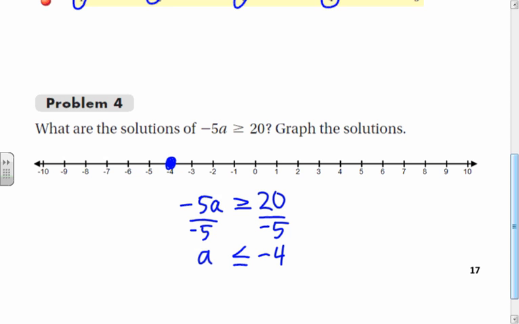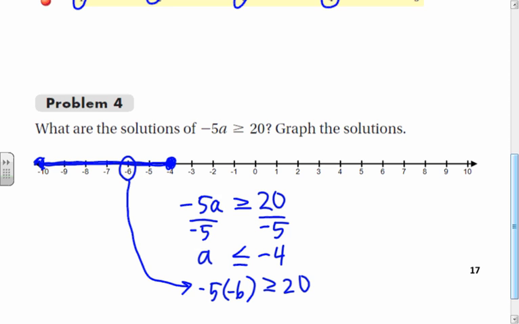So I'm going to put a closed circle there and make my arrow go this way. Now I'm just going to check one of these solutions in here. I'll just pick -6, see if that one works. It should, since it's part of my solutions. So if I take -5 times -6, it should be greater than or equal to 20, the original inequality. And so we get 30 is greater than or equal to 20. That checks. And I'm pretty sure that's the right answer then.